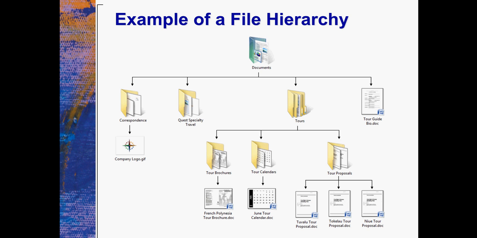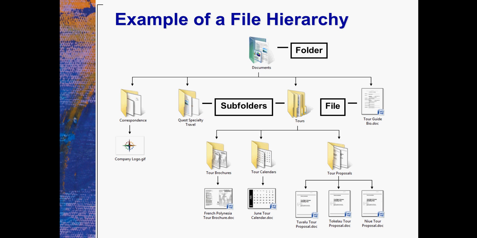Let's review the information about folders and hierarchy. We have our main folder called Document. In that, there are 3 subfolders and 1 file. The file named tourguidebio.doc is a Microsoft Word document created in a version of Microsoft Word prior to 2007. How do I know that? I know that because .doc stands for document, and it is the file extension used to indicate a Word document created in one of the versions of Microsoft Word from 1997 to 2003.